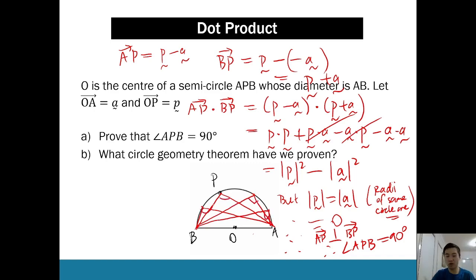So if you recall, if you ever did circle geometry in junior school, like in year 7 to 10, you'll know that in a semicircle, the angle subtended at the circumference by the diameter will be a right angle. So that's basically the circle geometry theorem we've just proven, which is really cool, using vectors to do that.